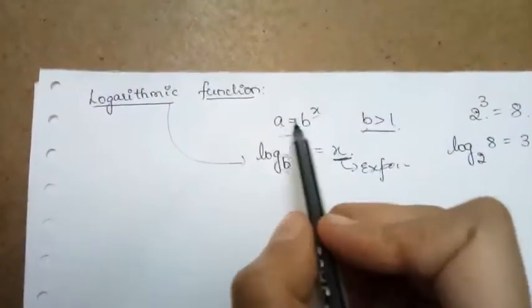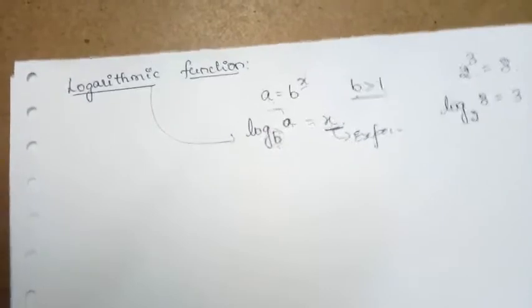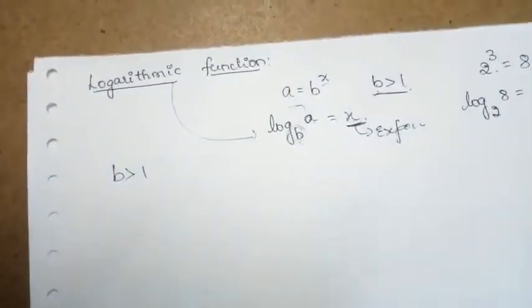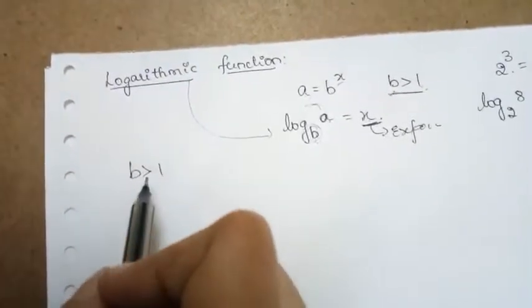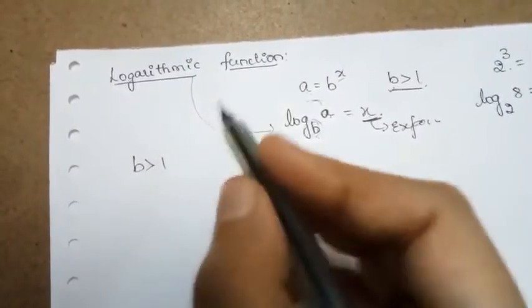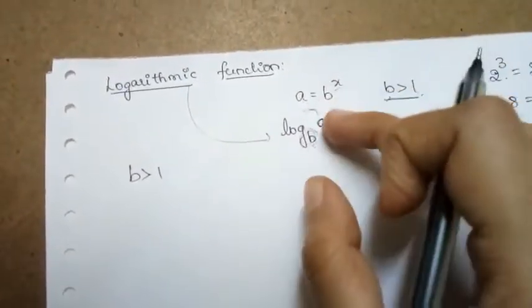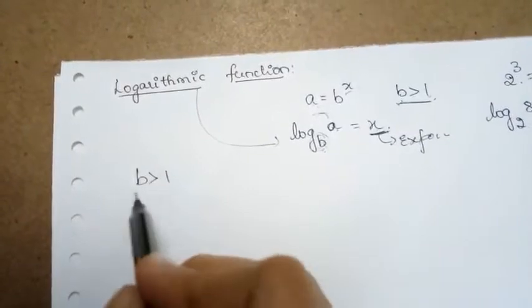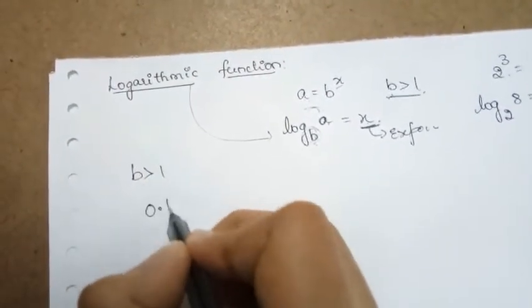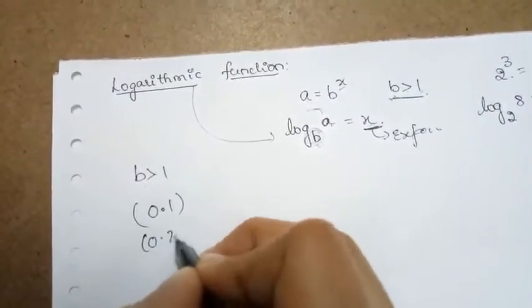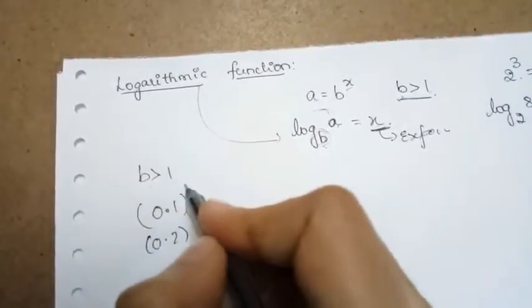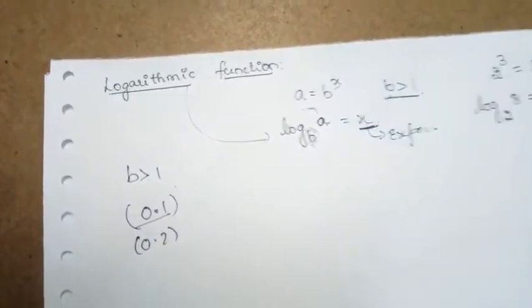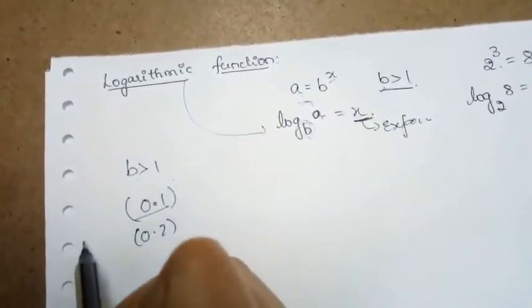Now you know that a is equal to b power x. Clearly, b will always be strictly greater than 1, because suppose I take a b value less than 1, like 0.1 or 0.2, and go on increasing the power of such numbers, the value goes on decreasing. So it should be greater than 1.